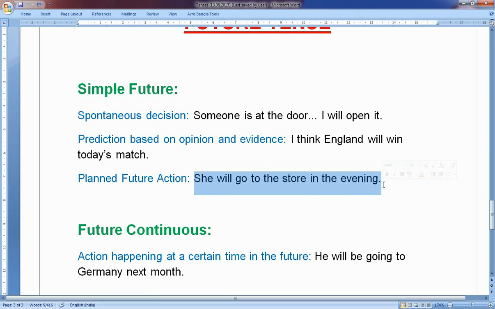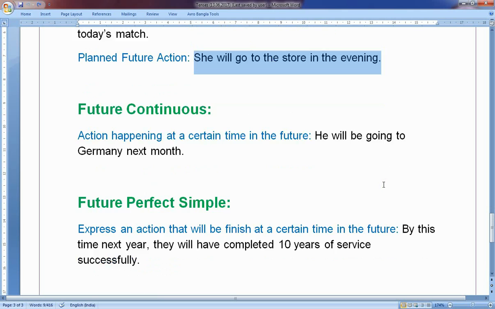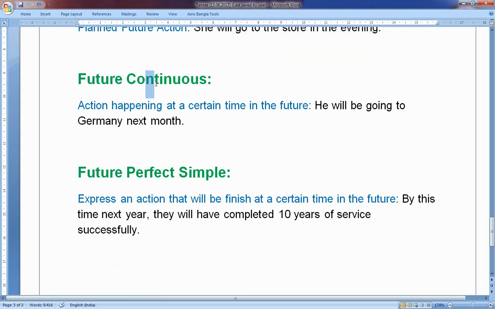Now let us talk about the future continuous. The future continuous talks about an action which will happen at a certain time in the future, but you know of it from now. Example, he will be going to Germany next month. So, although he will be going to Germany next month, you are aware of his plan from this month itself.